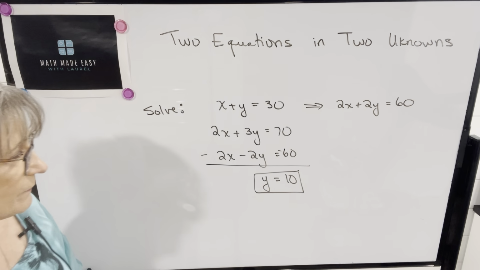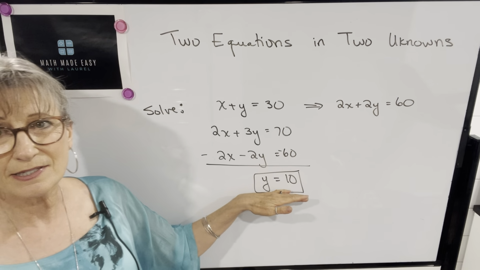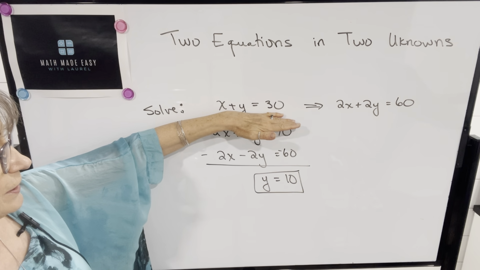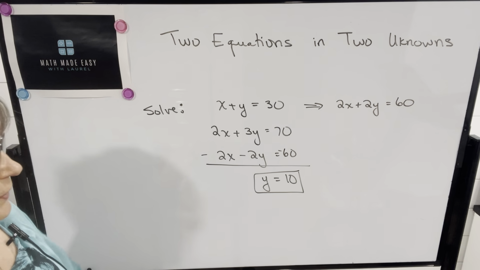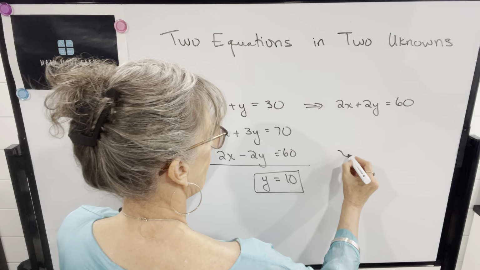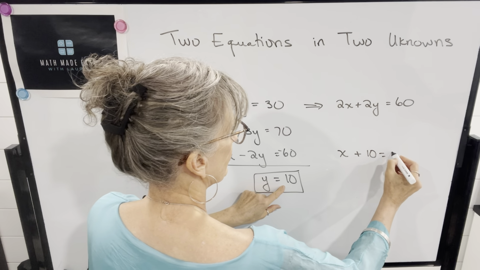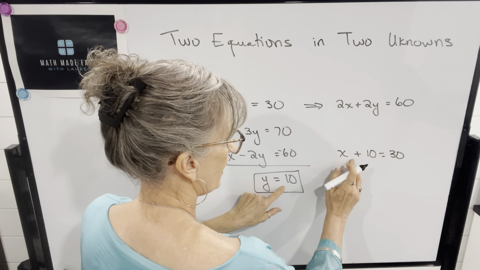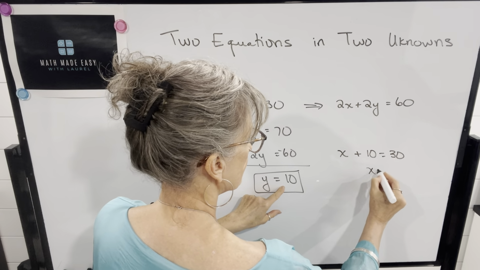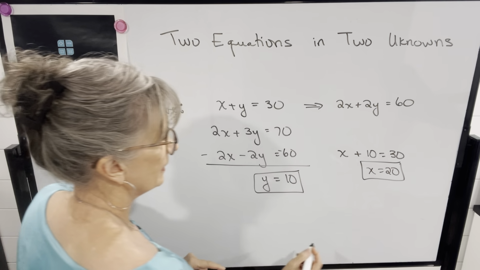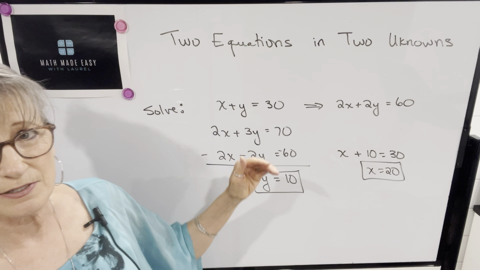So now that I have the value for one of the variables, I simply plug that into either equation. I'll take the easiest equation right here and solve for the other variable. So I know that x plus y, where y is 10, equals 30. Solving for x, I subtract a 10 from both sides, and I get x is equal to 20. So that's the solution for that system of equations.